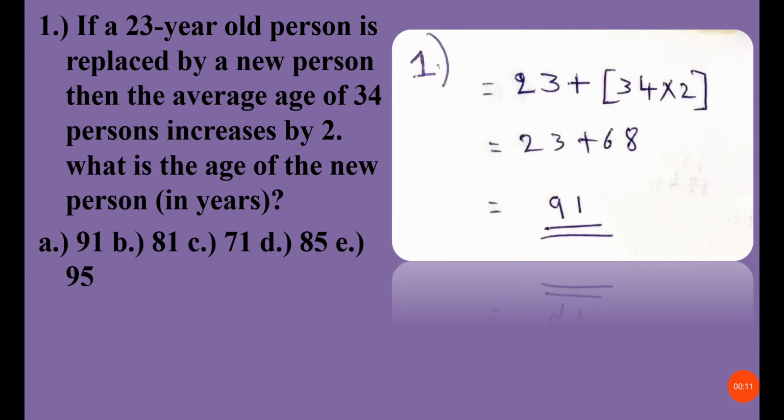The first problem is, if a 23-year-old person is replaced by a new person, then the average age of 34 persons increases by 2. What is the age of the new person? It is given that there are 34 people in the team. Out of them, a 23-year-old person was sent away and a new person was included. As soon as the new person was included, the average age of the entire team increased by 2. And now we were asked to find the age of the new person.